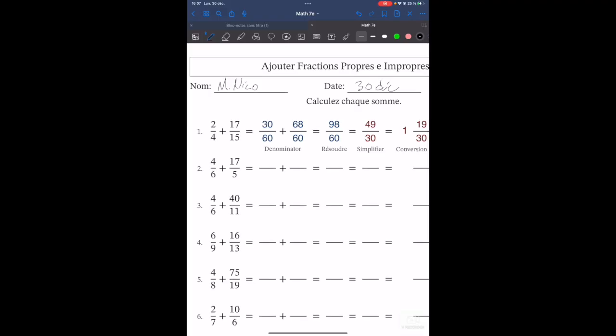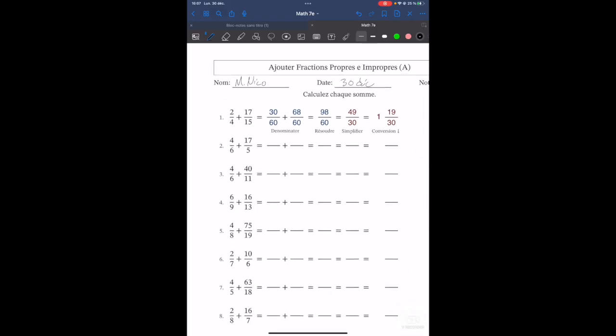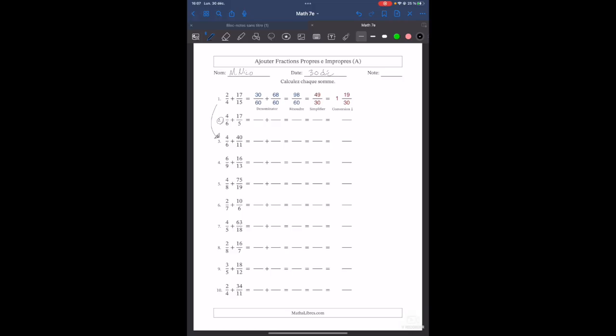So I'll show the first example here that's already filled out. I'll explain what's going on. And then we're going to skip ahead to the third example, just because I did the second one in my other video in French. Now this worksheet that we're working with here, I found it on matlibre.com.